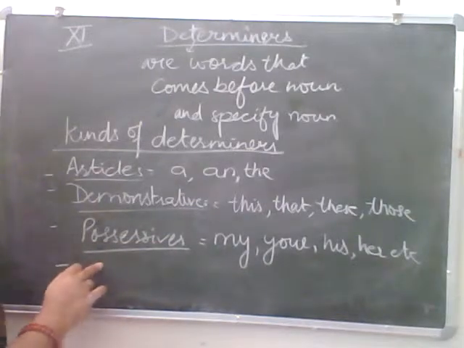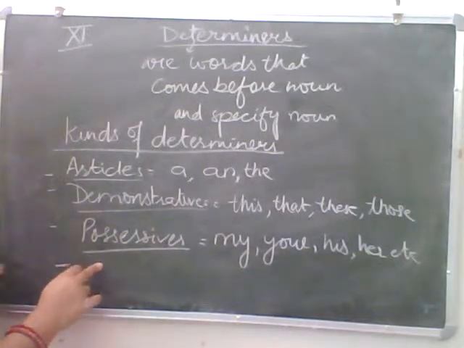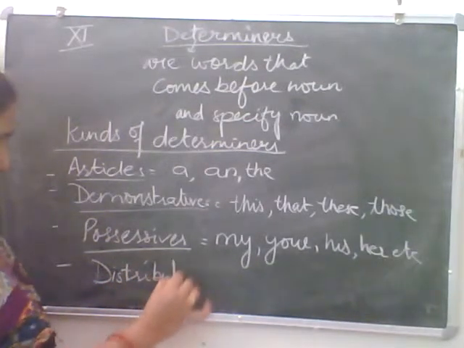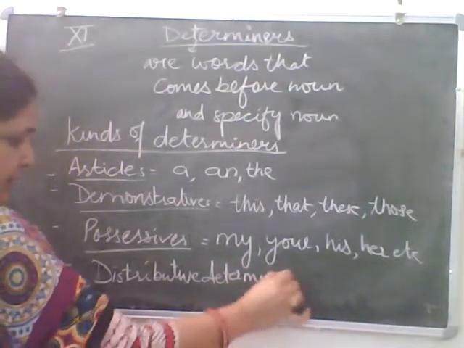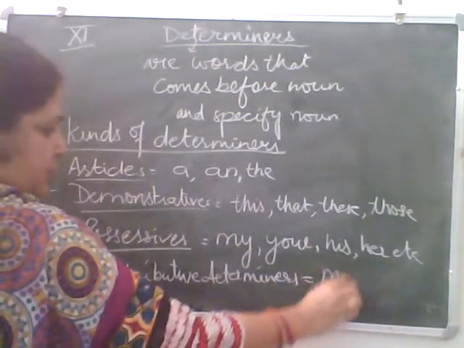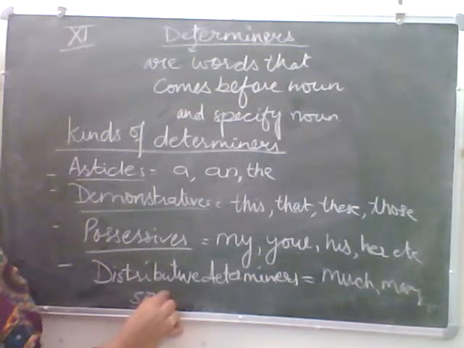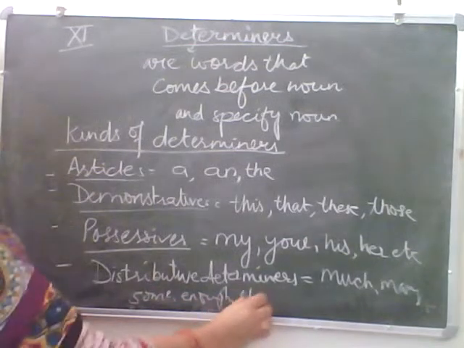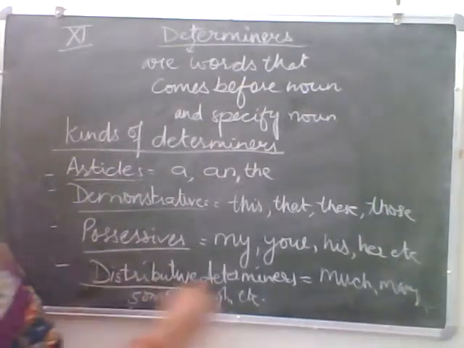Next we will do the determiners which are called distributive determiners. Distributive determiners include much, many, some, enough, etc. We will discuss them briefly. These are called distributive determiners.